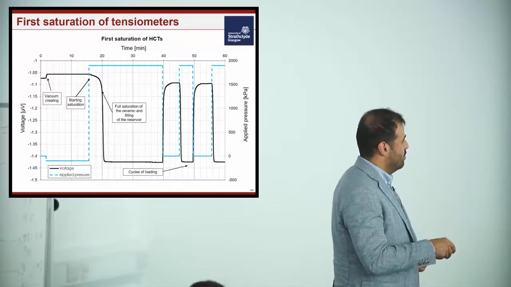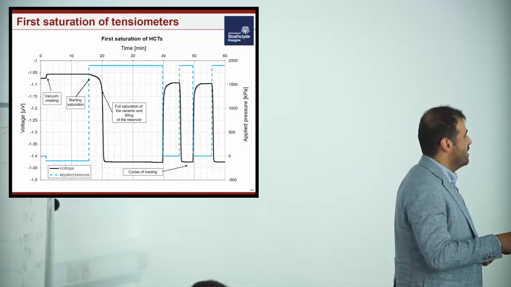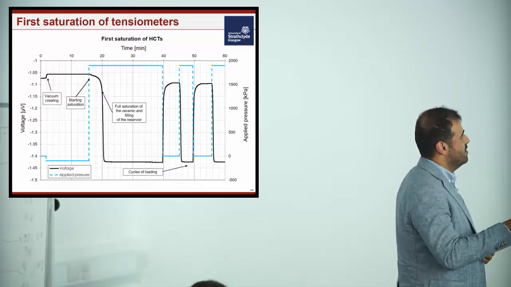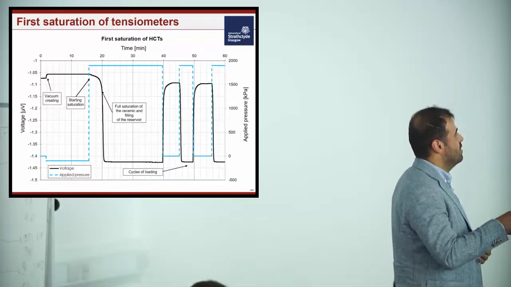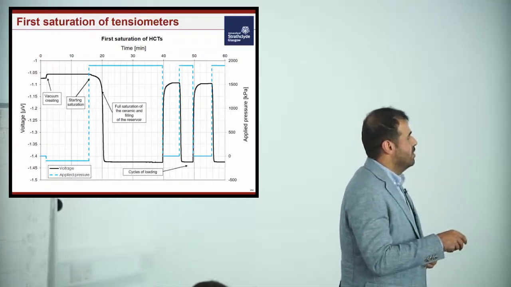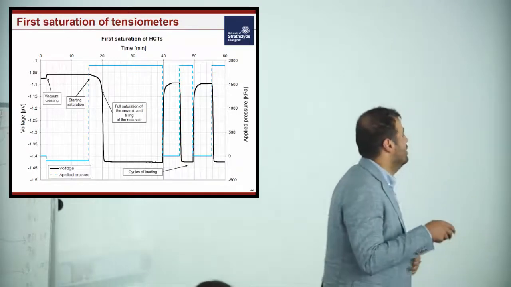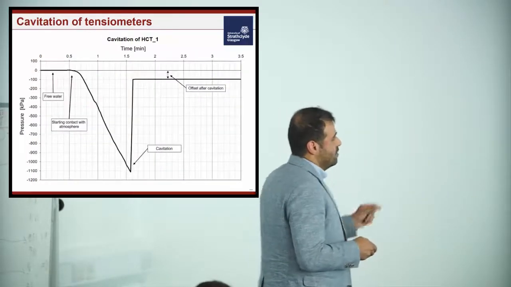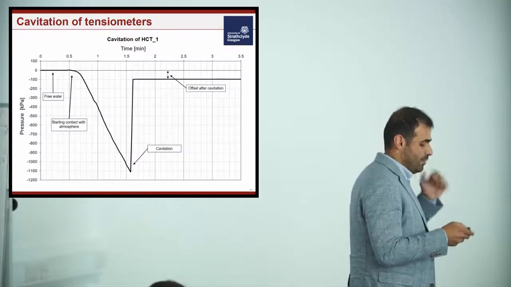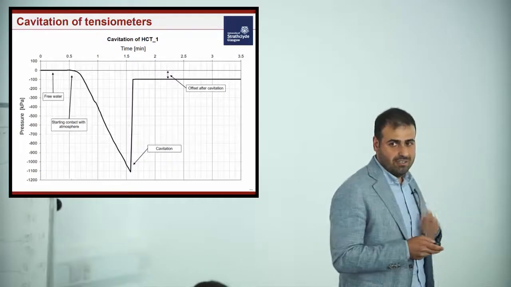Here we got the total saturation of it. At a certain point we reduced the pressure, we got a constant volume, and then we started again to apply the water pressure. We can see here that the curvature is totally different with respect to the initial one. After three or four cycles of this, we can assume that the tensiometer was saturated. Then we ran the cavitation test, and we were very happy to achieve the classical shape of the cavitation of the tensiometers.